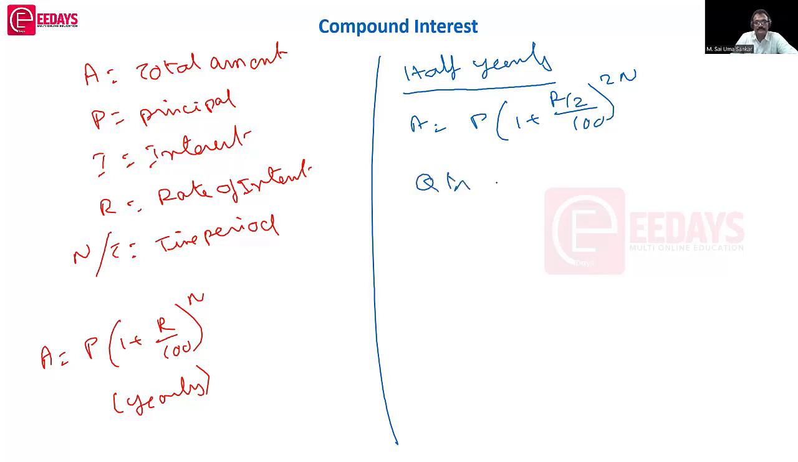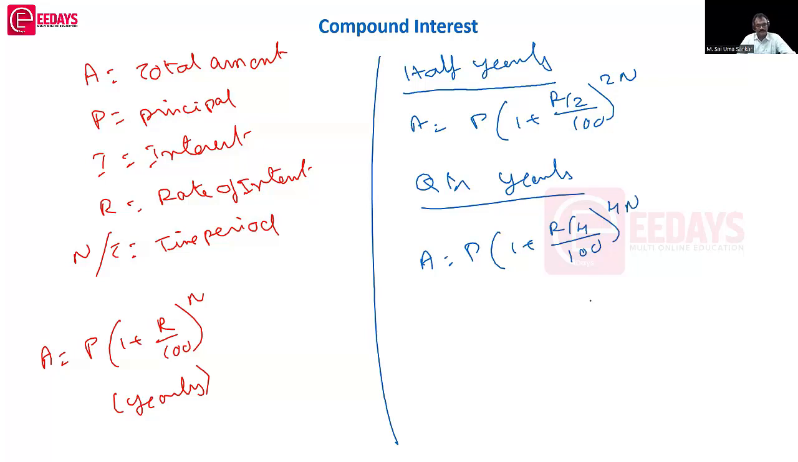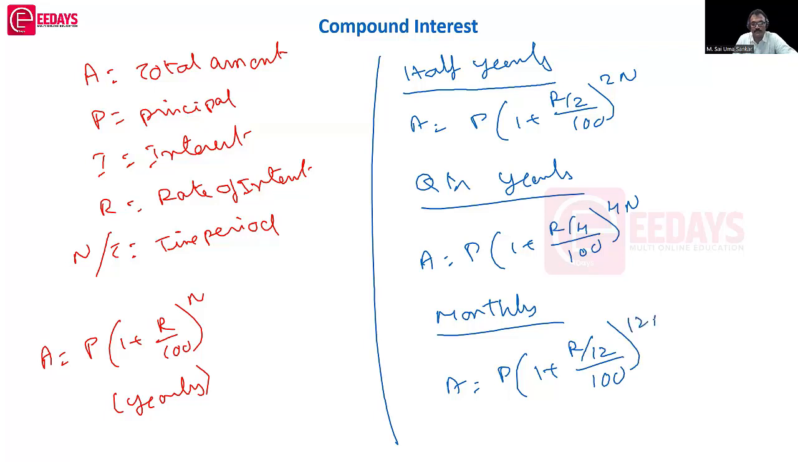Suppose quarterly. Now, same, A equal to P into, per year, how many quarters are there? 4 quarters, right? 1 plus, now you divide this rate of interest with 4 by 100 whole to the power of 4n. Suppose interest being calculated monthly. Then what happened? A equal to P into 1 plus, per year, how many months are there? 12 months. You divide this rate of interest with 12 by 100 whole to the power of 12n.